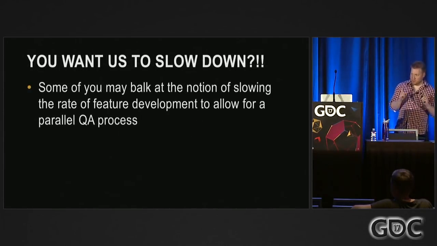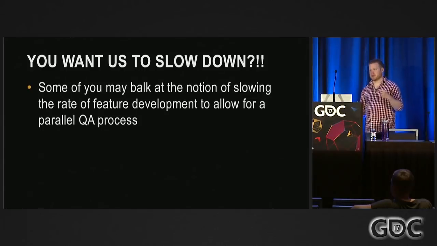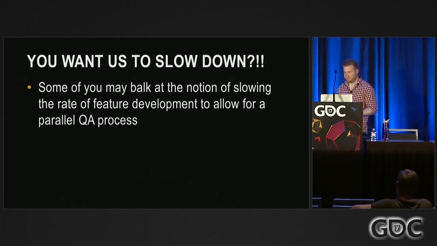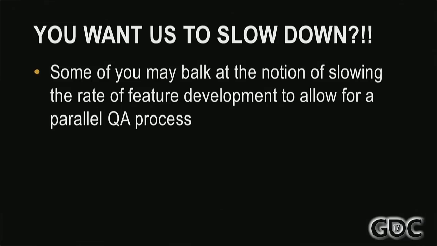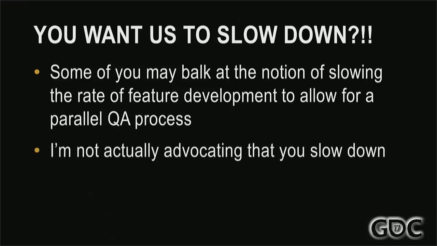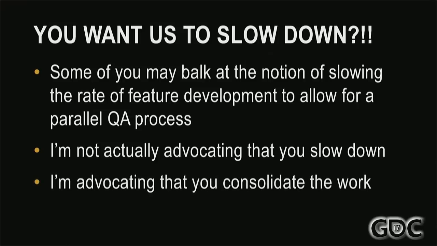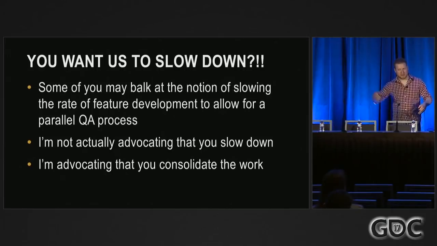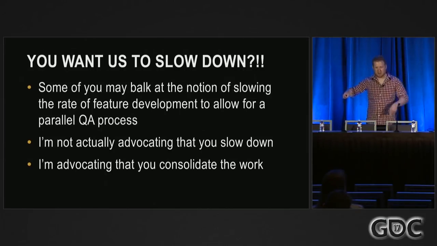Now, some of you might balk at the notion of slowing down development to allow for a parallel QA cycle. Fair enough. Except I'm not actually advocating that you slow down. I'm advocating that you consolidate the work. Instead of doing 80% of the work on a feature, the development, now, and the 20%, the QA, in the future when you get to alpha beta cert, I'm saying do 100% of the work in one sequence. Defrag your production process the same way you would defrag a hard drive.